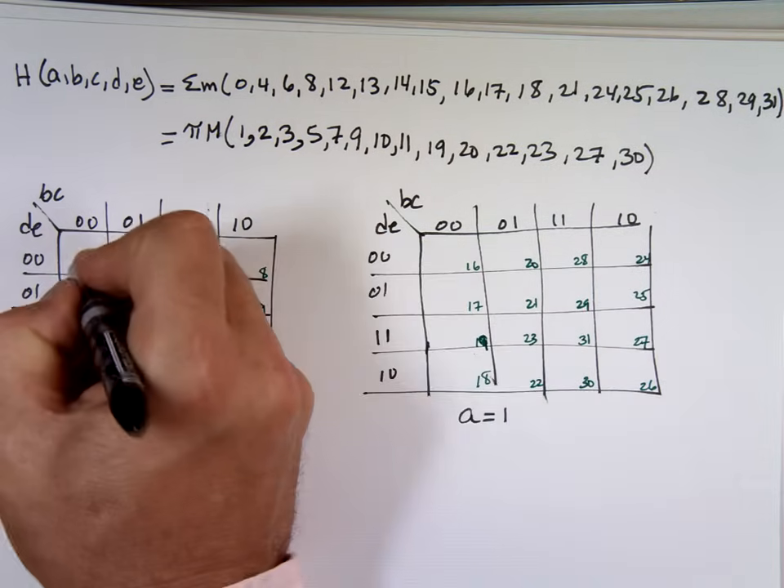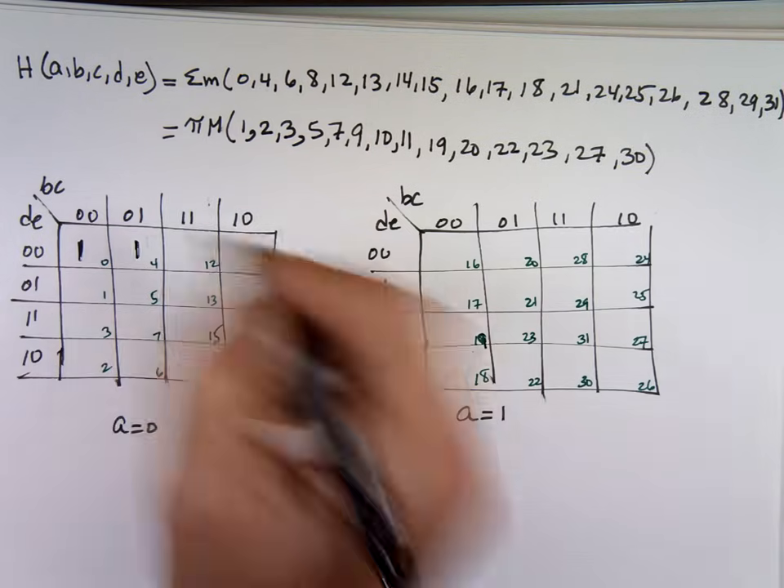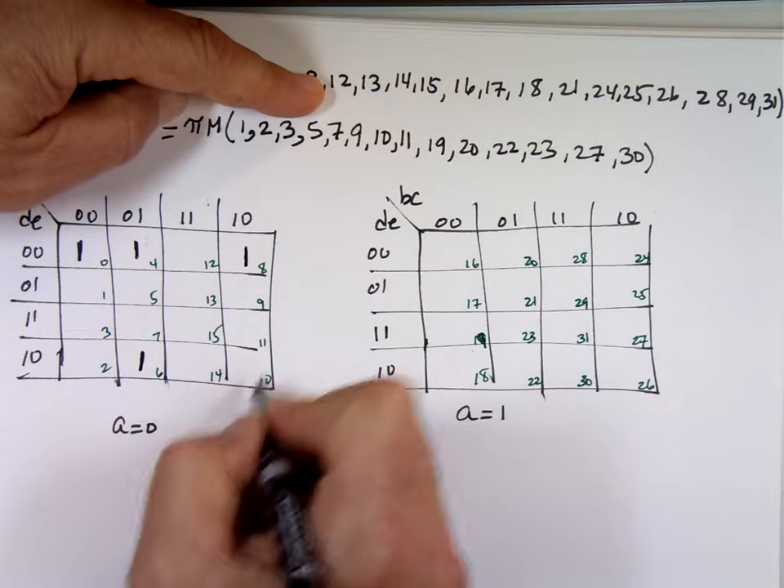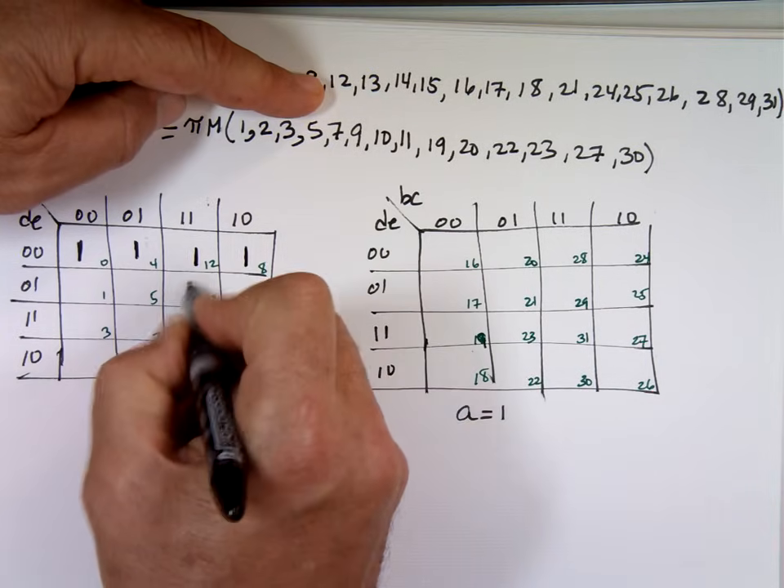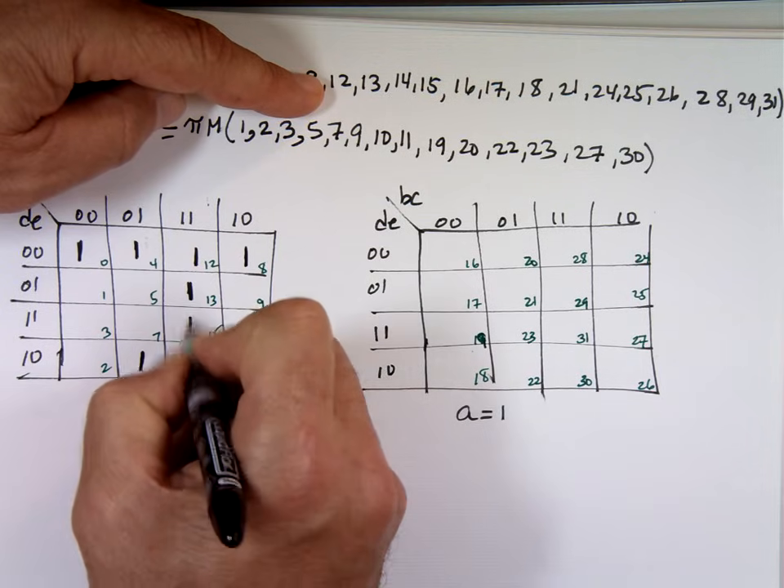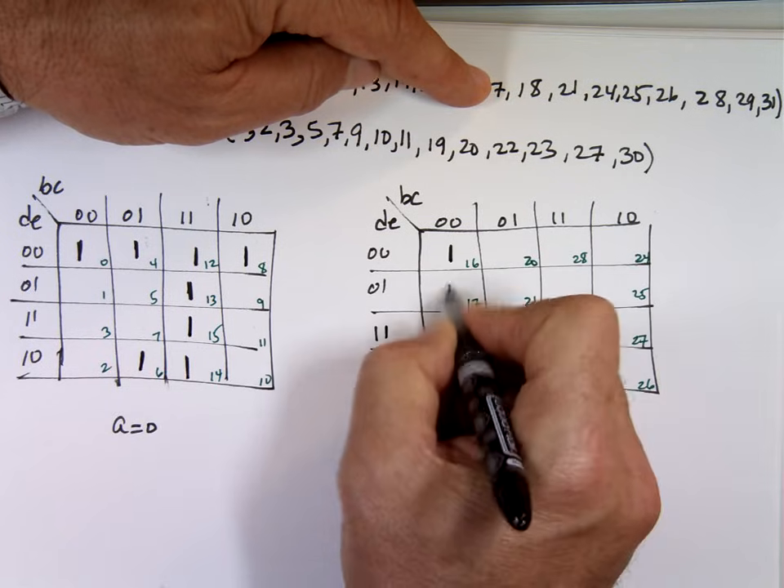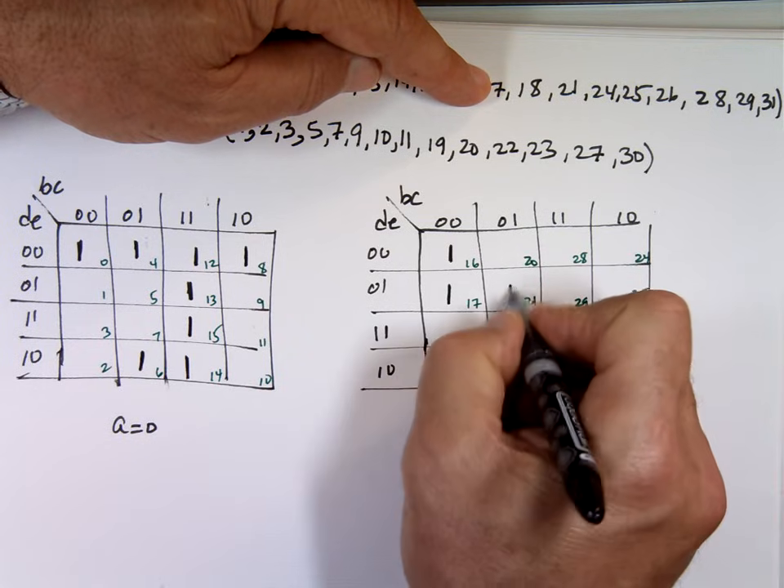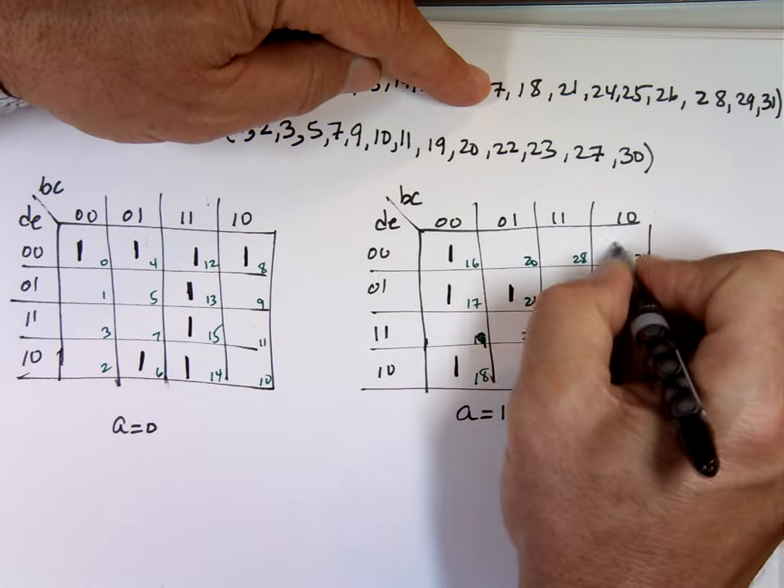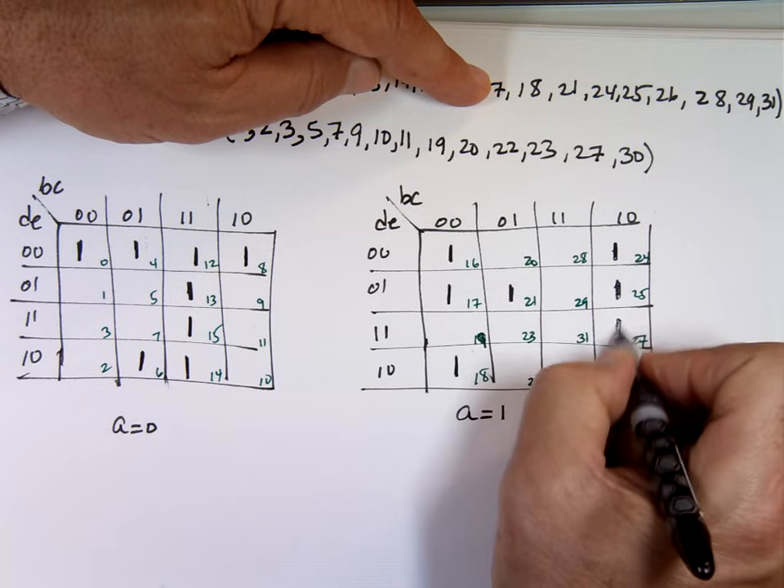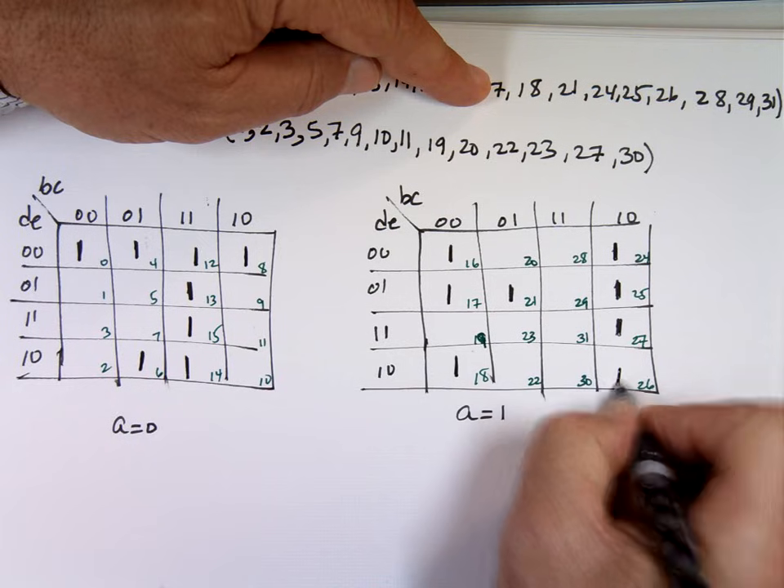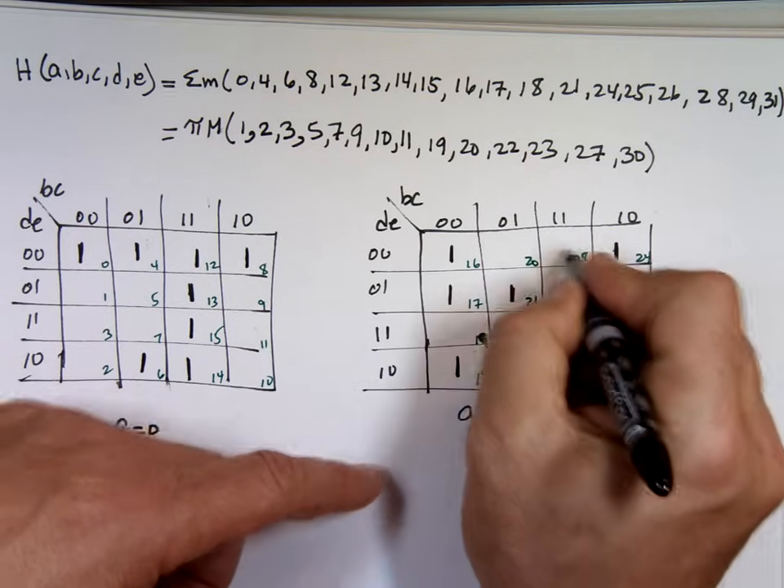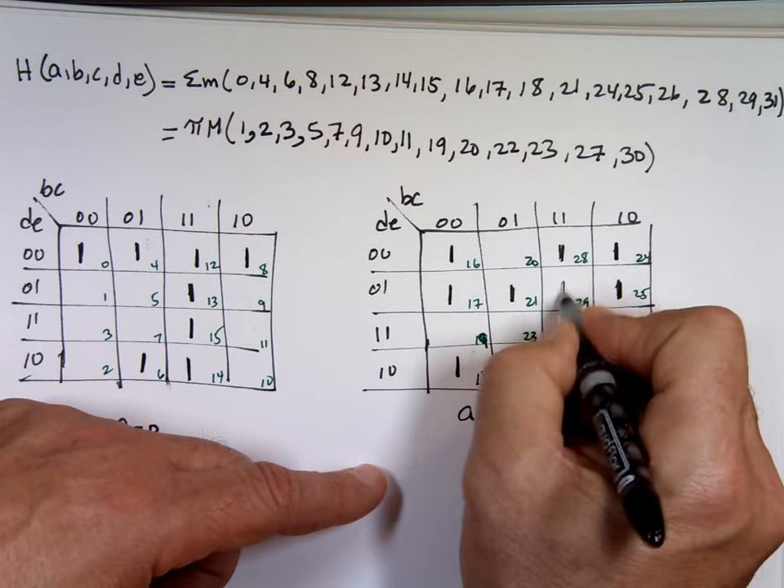There's 0, 4, 6, 8, 12, 13, 14, 15, 16, 17, 18, where's 21? 21, 24, 25, 26, 27, 28, 29, and 31.